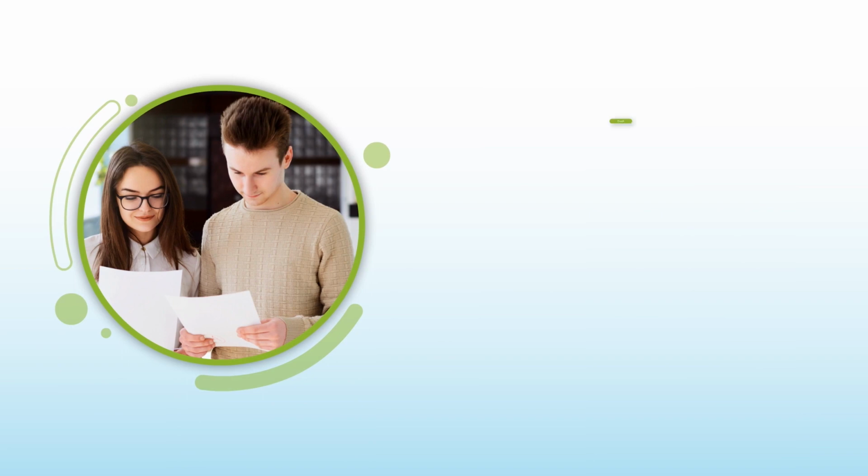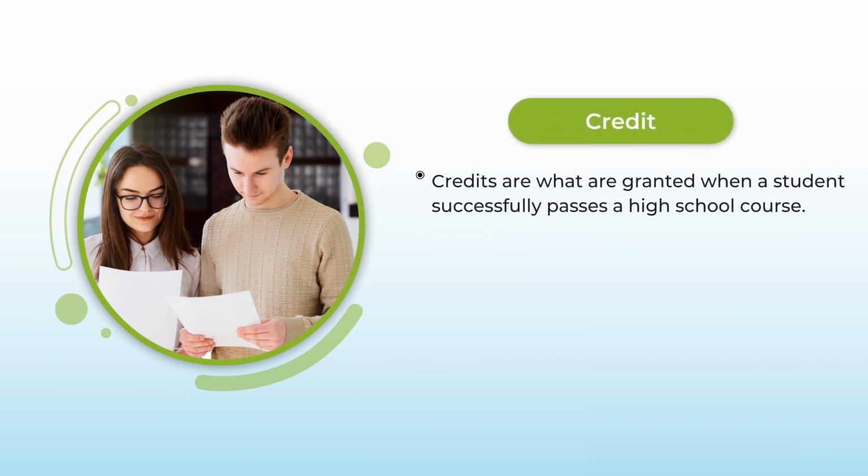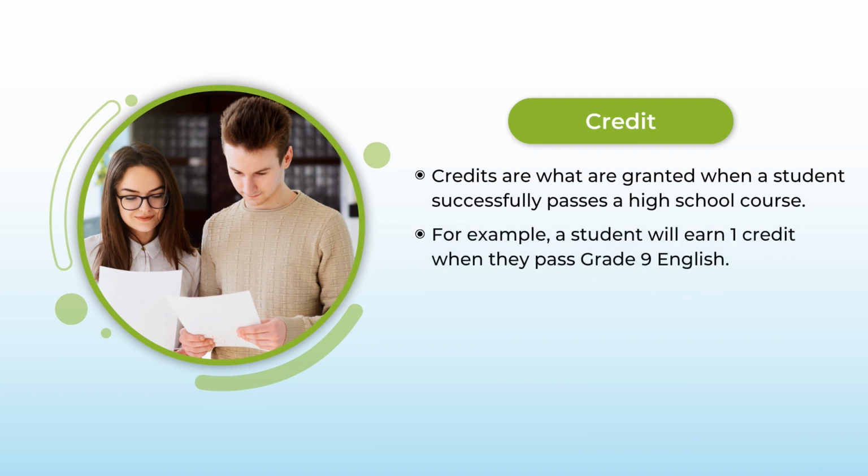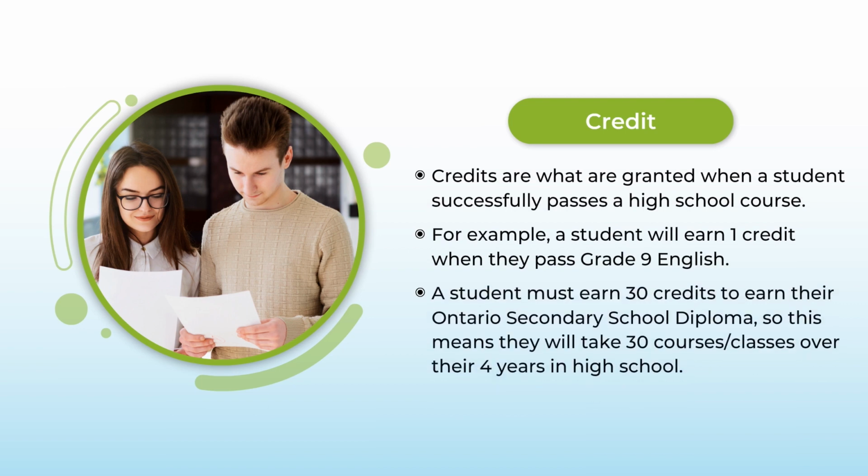The third terminology is credit. Credits are what are granted when a student successfully passes a high school course. For example, a student will earn 1 credit when they pass grade 9 English. A student must earn 30 credits to earn their Ontario Secondary School Diploma, which means they will take 30 courses or classes over their 4 years in high school.